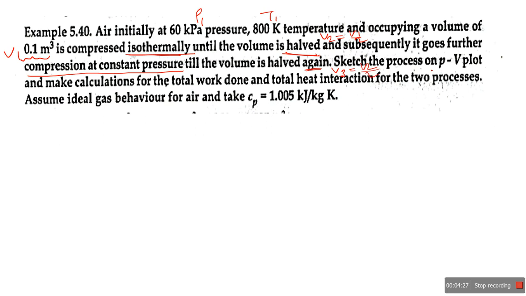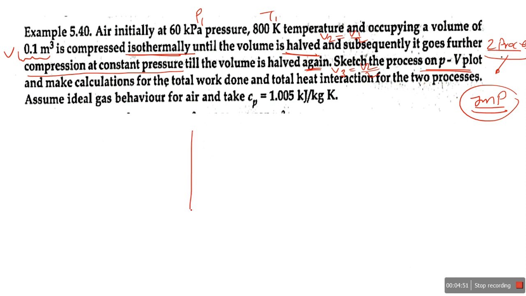Sketch the process on a PV plot. This numerical is very important, because in all the previous numericals we saw only one process. It consists of 2 processes. The first half is the isothermal and the remaining is the isobaric process.